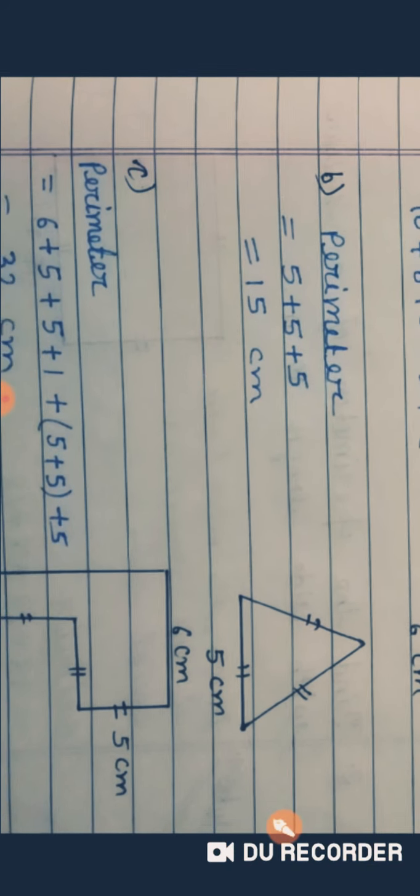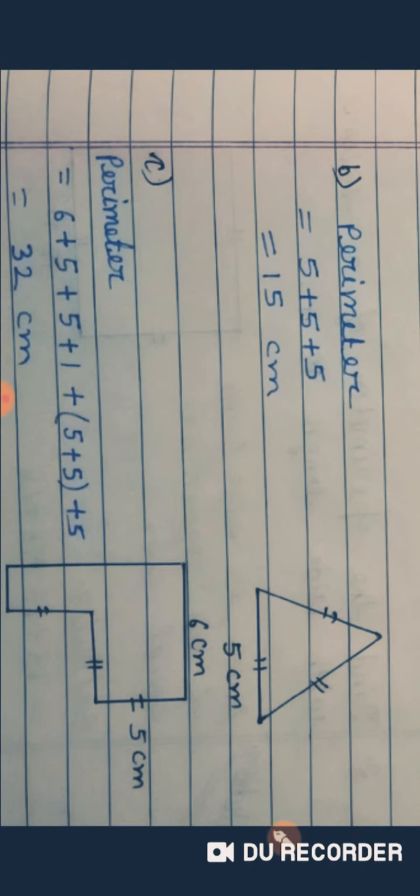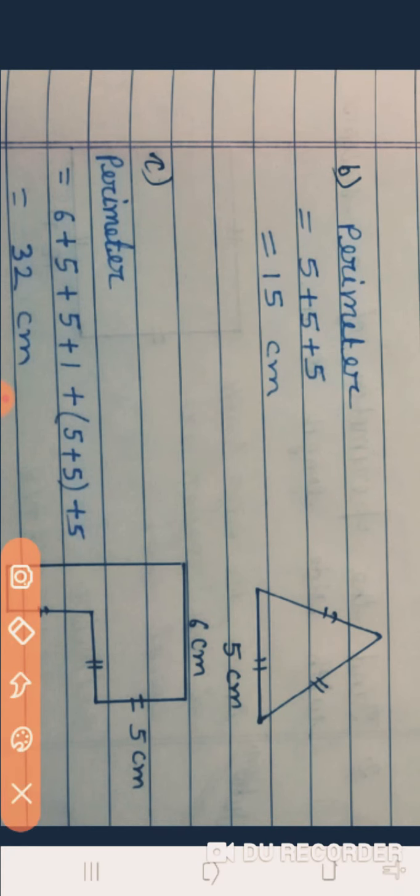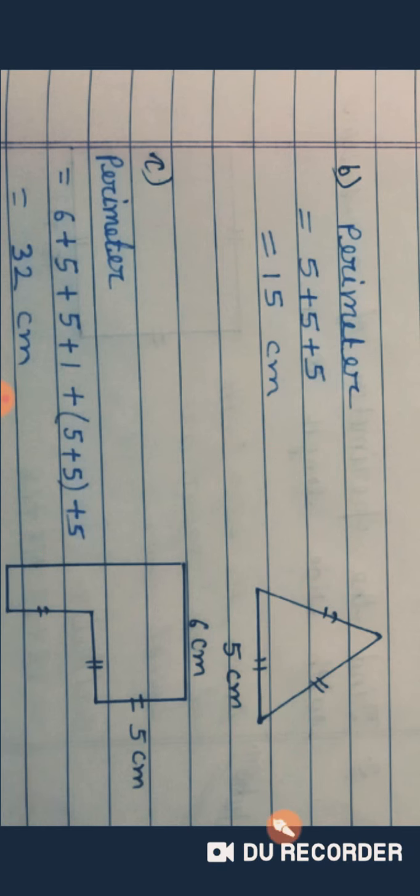Similarly, for this triangle, here all the edge lengths are equal. This symbol means all the edge lengths are equal, which is 5 centimeter. So what is the perimeter, my dear? 5 plus 5 plus 5 is equal to 15 centimeter. This is the perimeter of this triangle.